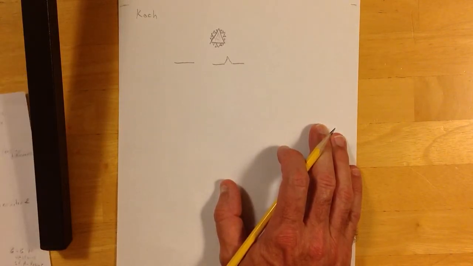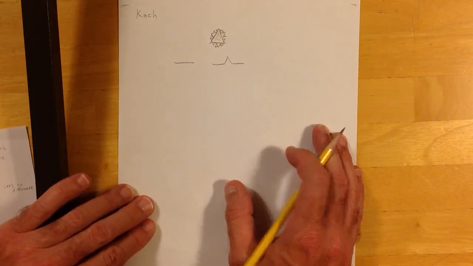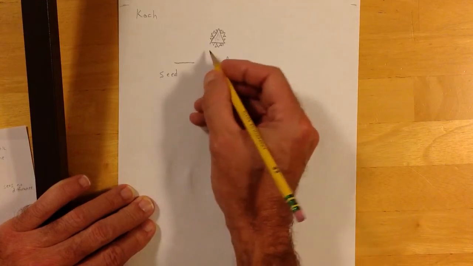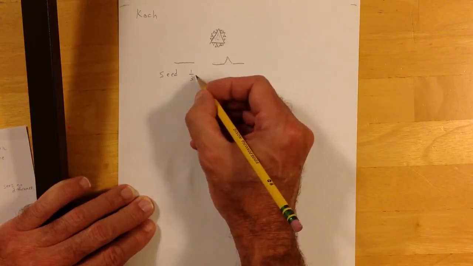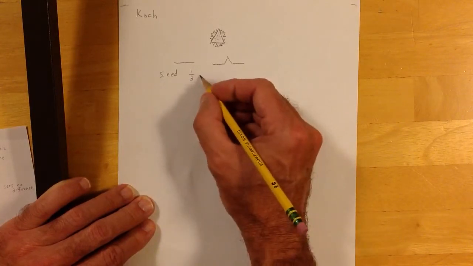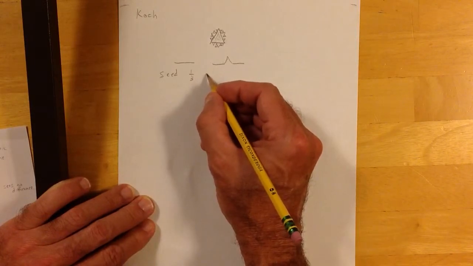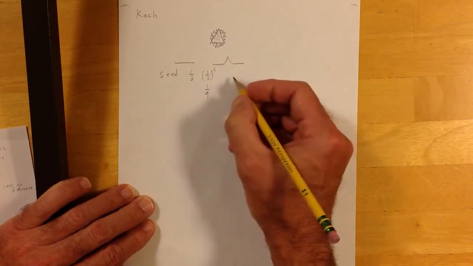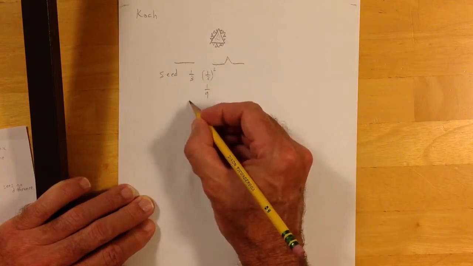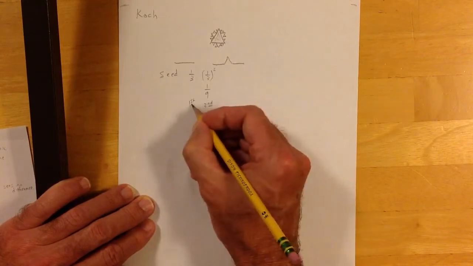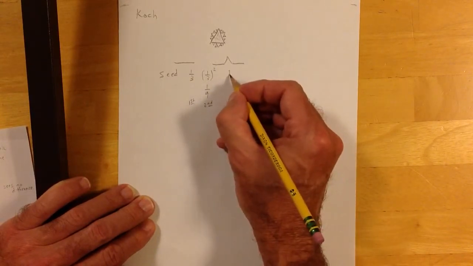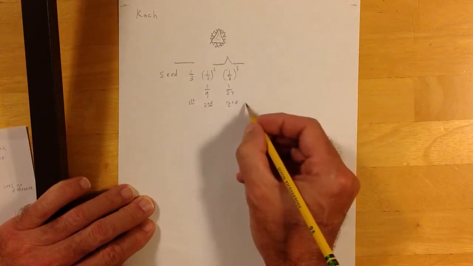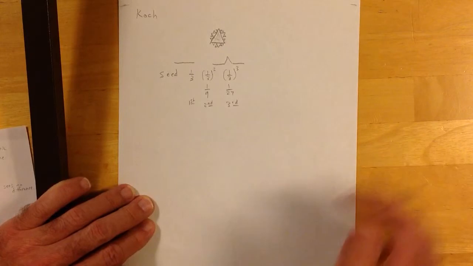So what happens with the length of the sides? You start with the seed, and then the length of each side of the first iteration is 1/3 the length of the seed, and then the length of the next side is 1/3 squared, or 1/9. Now when you get to the third iteration, the length of the side is 1/3 to the third, or 1/27th, and so on.